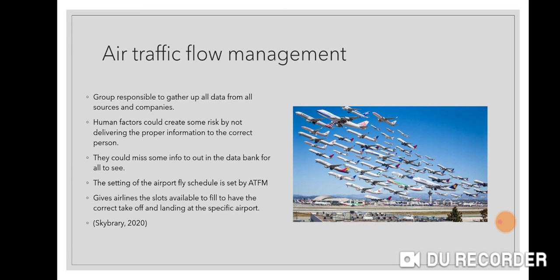The setting of the airport schedule is done so that there's no heavy flow at a certain specific time. It gives airlines the slots available for the correct takeoff and landing at the specific airport. It's a big matrix of what's going on, where they take off, where they land, but for the most part, they want to space it out as much as possible. There are always go-arounds, with the tower telling the pilot to fly around in case there's too much crowding. But typically, they do have the right amount of spacing between airplanes, so they can land, get out of the way, and go wait for the next airplane.